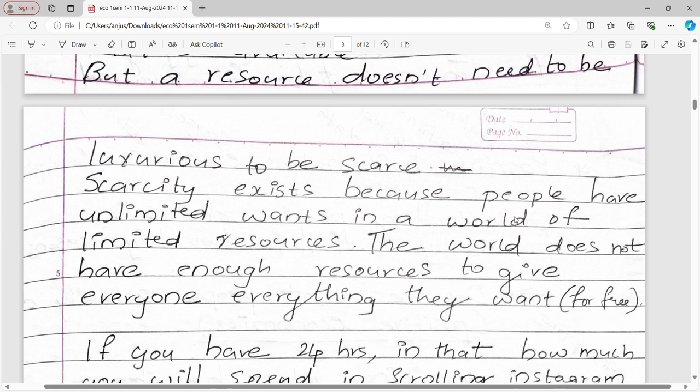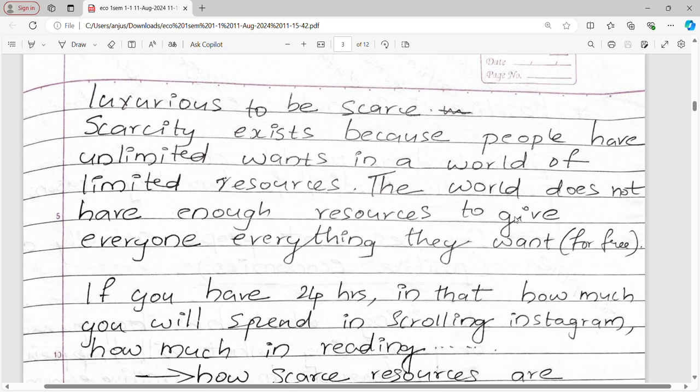Scarcity exists because people have unlimited wants in a world of limited resources. This is the main line of economics. If you have studied economics in your 11th and 12th classes, this is the thing. People have unlimited wants, but the resources are limited. The world does not have enough resources to give everyone everything they want for free.